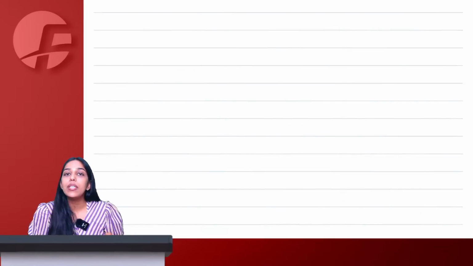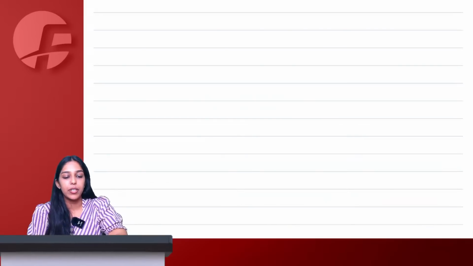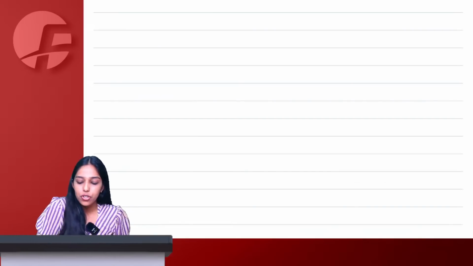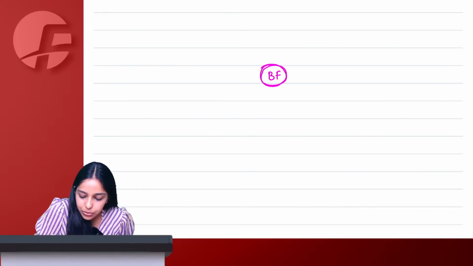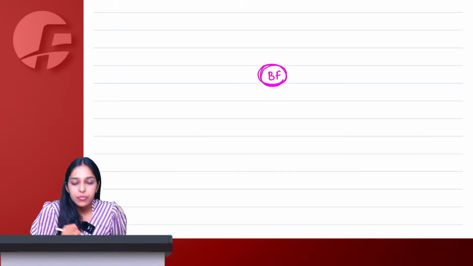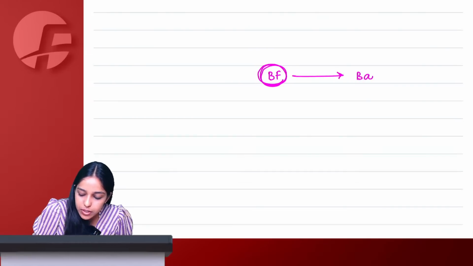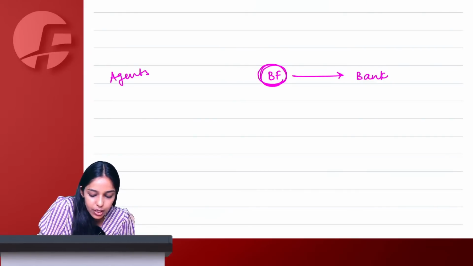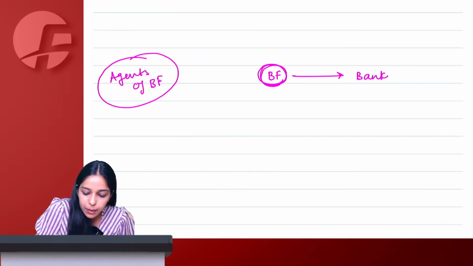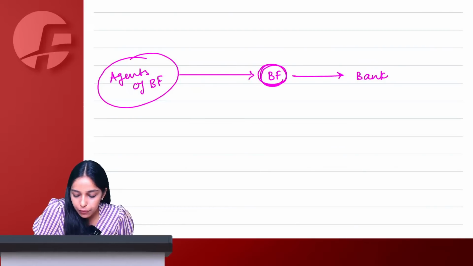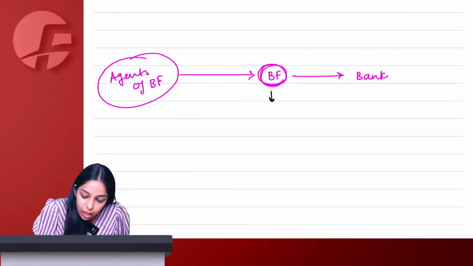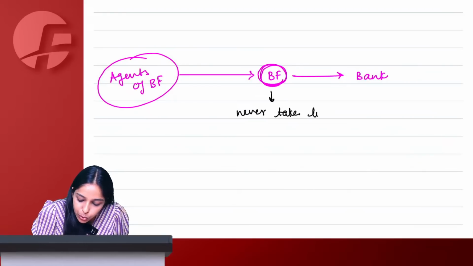Chalo. Then moving on to the next point, which talks about business facilitator and business correspondent. All the girls here in the lecture, hi. All the girls pay attention, something very important for you all. So we are now talking about the BF, the business facilitator. Business facilitator gives services to banks and agents of business facilitator give services to business facilitator. Now, a golden tip for you all to remember: a BF, a business facilitator, will never take liability. That is the trick to remember the point.